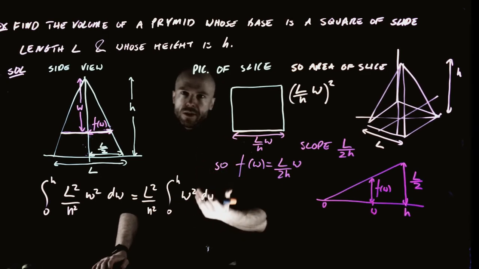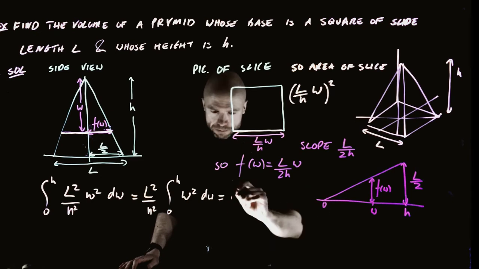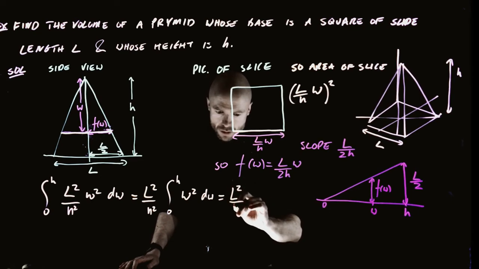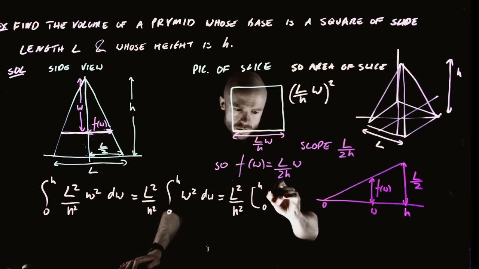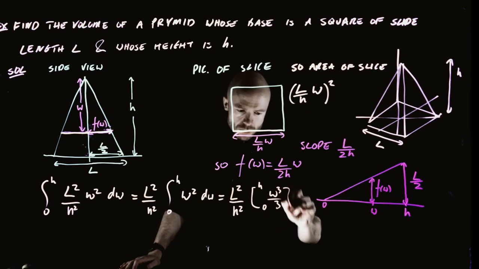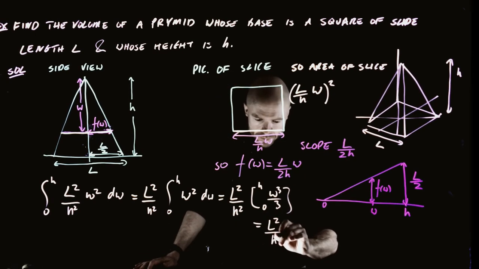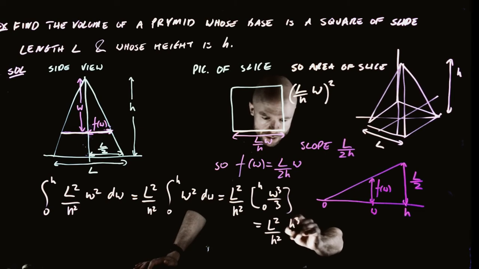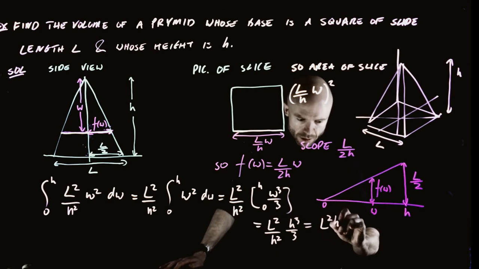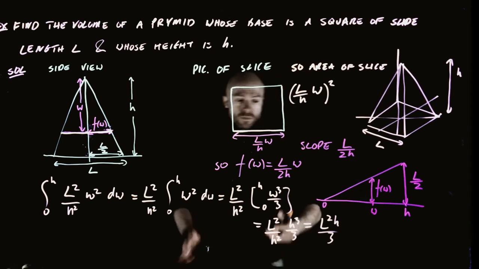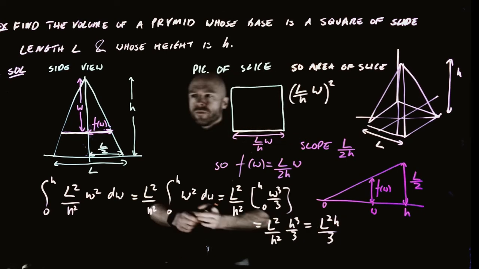And then this is just an easy integral, right? Okay, so only do this. And then we put in this h, and then what is this? This is L squared h over 3. And that is the answer. Yeah. Cool. Let's go over the steps.